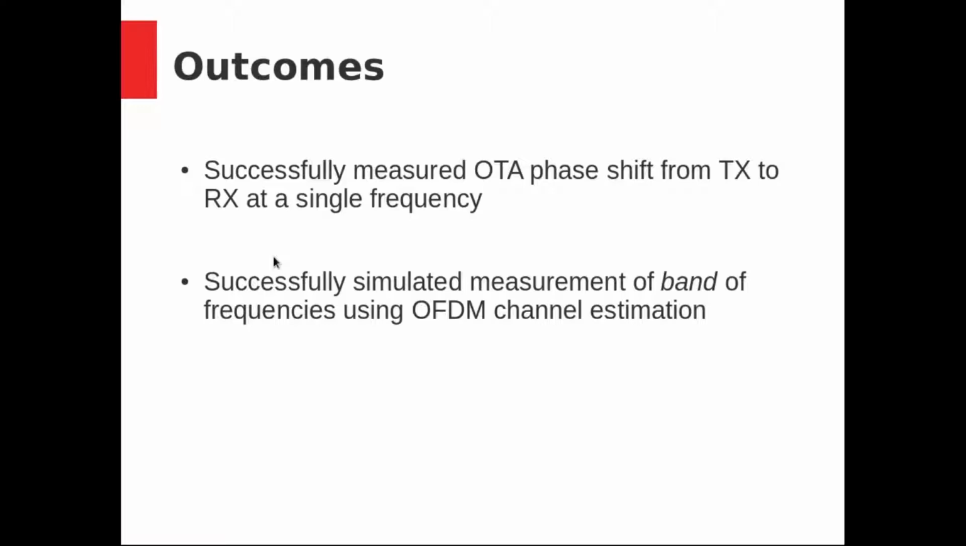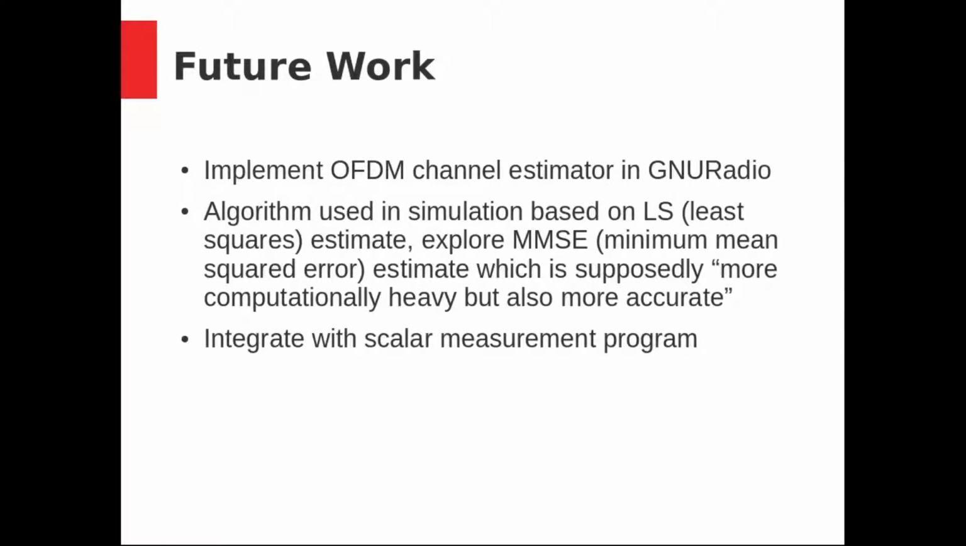So I was able to successfully measure over-the-air phase shifts from transmitter to receiver at a single frequency. And I also successfully simulated measurement of a band of frequencies using OFDM channel estimation. In the future, I want to try to implement this OFDM channel estimator in GNU Radio. I also want to look at calculating this based on the minimum mean squared error as opposed to the least squares estimate.